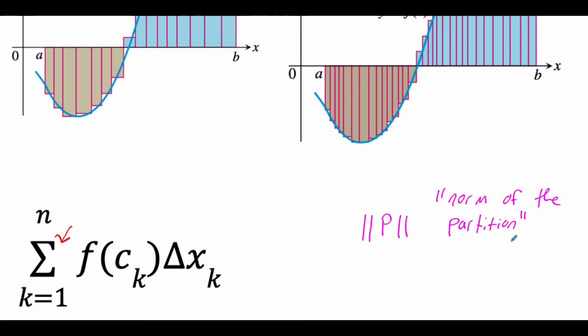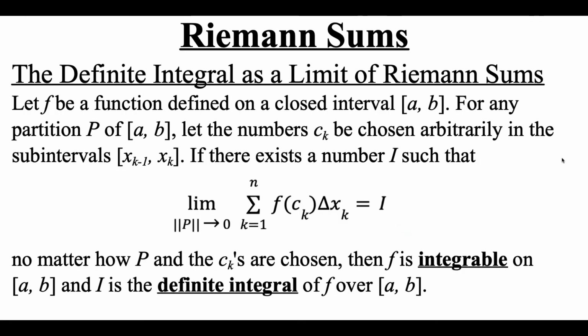And what we're going to look at doing is making this norm tend to 0. So that means that we're going to make the biggest rectangle in here get closer and closer to a width of 0. And the more narrow your rectangles are, the more rectangles you're going to be able to fit underneath your curve, and the more accurate your approximation is going to be. So all of that is leading us to this idea of a definite integral.